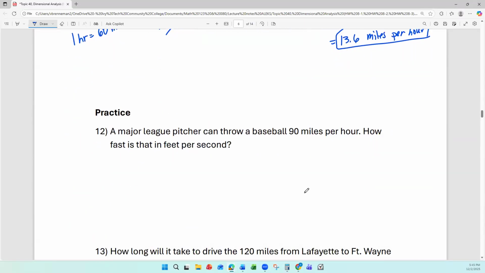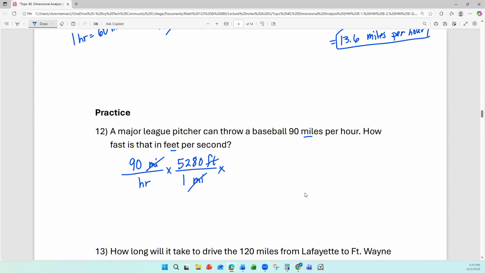Number 12, a major league pitcher can throw a baseball 90 miles per hour. How fast is that in feet per second? So I start with the 90 miles per hour, converting this rate to different units. So I start with the rate. I need miles to feet. So I'll put the 1 mile on the bottom, 5,280 feet on top. That gets rid of the mile units. Now I have feet per hour.